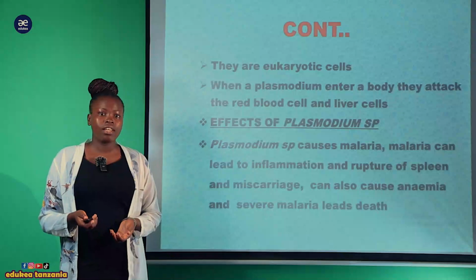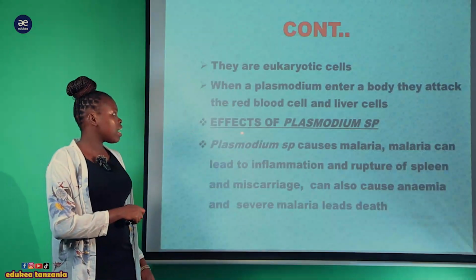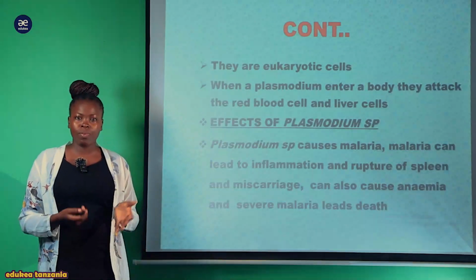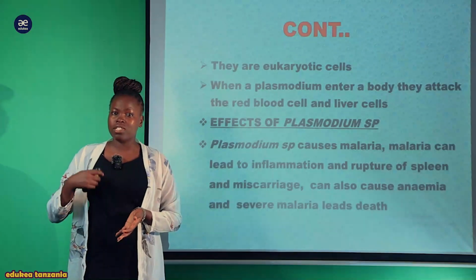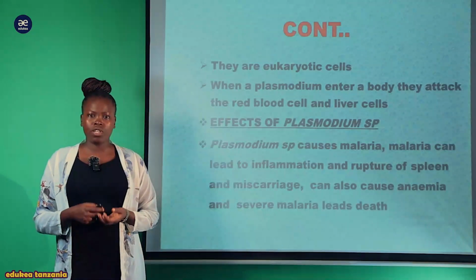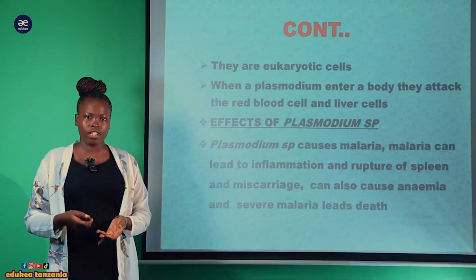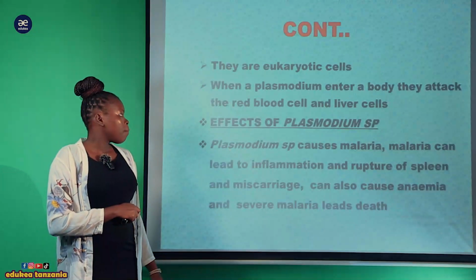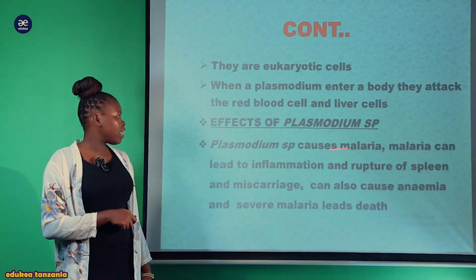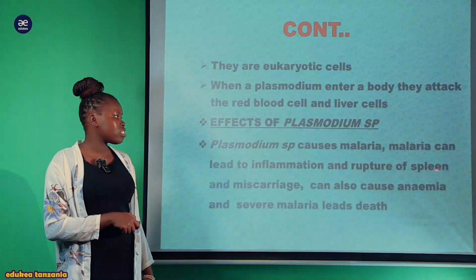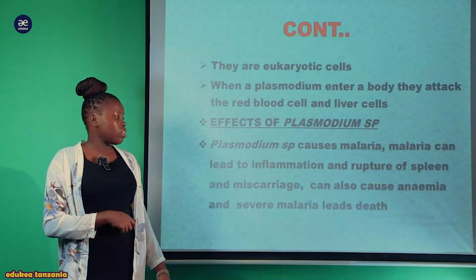Now, what are the effects of Plasmodium species? Plasmodium species are those species which cause the malaria disease to human beings. So what are the effects? Plasmodium species causes malaria. Malaria can lead to inflammation and rupture of the spleen, and miscarriage. It can also cause anemia, and severe malaria leads to death.